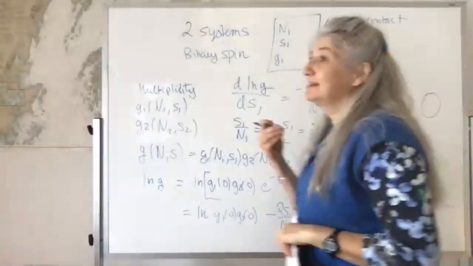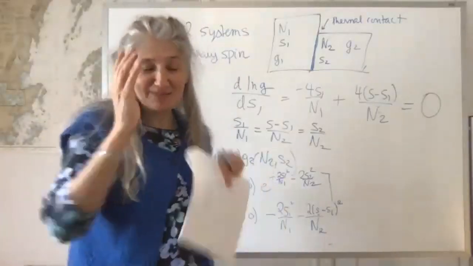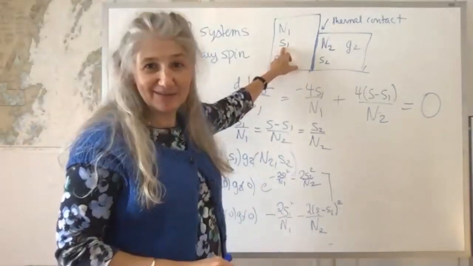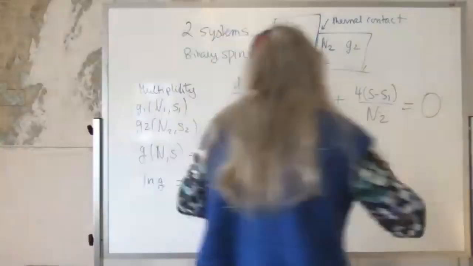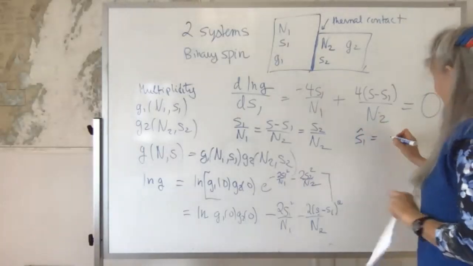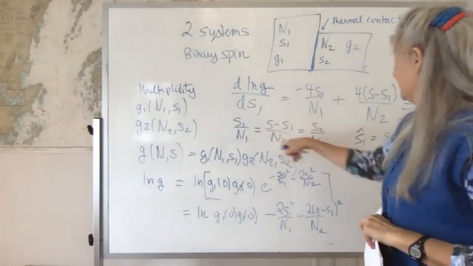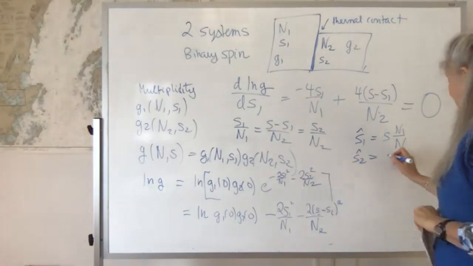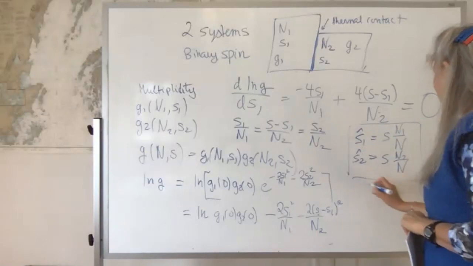Now I can solve for the S1 that gives me this condition in terms of S. They're going to exchange energy and be in this maximum entropy state. That's going to give me a particular value of S1 and a particular value of S2, and I'm going to call them S1 hat and S2 hat. The number you get, if I just solve this, is this. And S2 hat is equal to the same thing, but with N2 over N. So these are the equilibrium values.